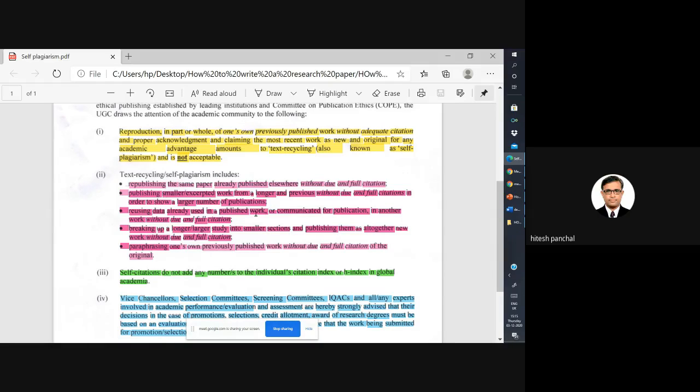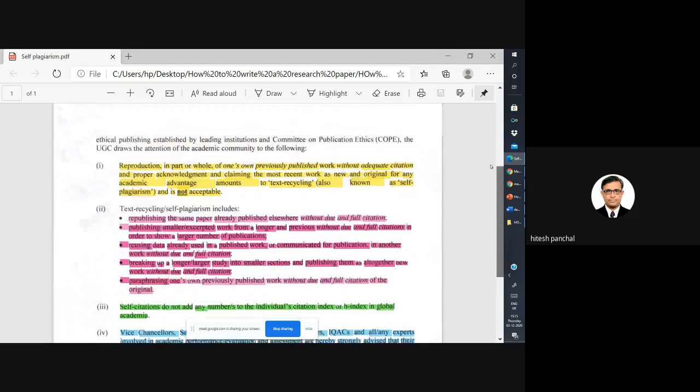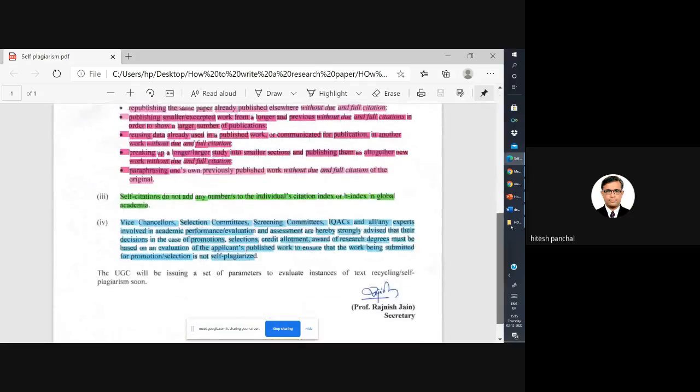Publishing a smaller or encrypted work for a longer and previous one without due and full citation, in order to show a large number of publications, that is about text recycling. If you search on Google, you will also get the same circular. And self-citation, please mind well, self-citation does not add any numbers to the individual citation or H-index in global academia, because credit is already given in one paper, and the same credit is not given to the other paper.